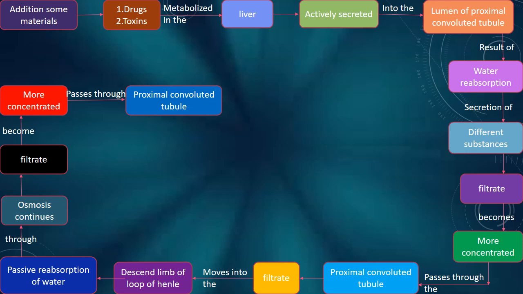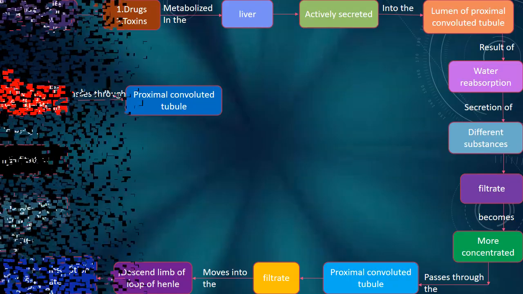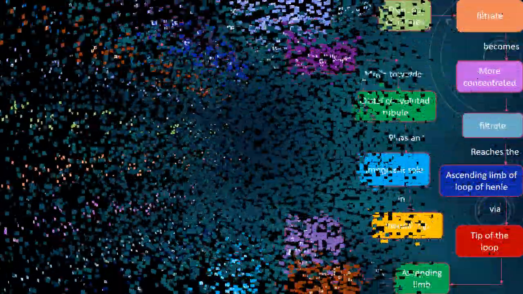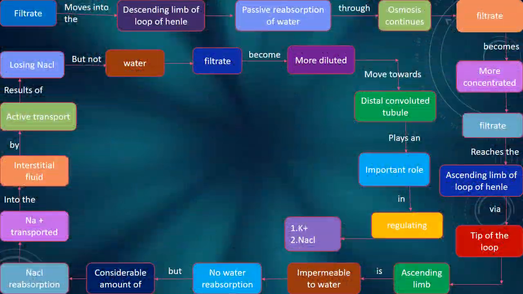After passing through the proximal convoluted tubule, the filtrate moves into the descending limb of the loop of Henle. Passive reabsorption of water through osmosis continues. The filtrate becomes more concentrated.